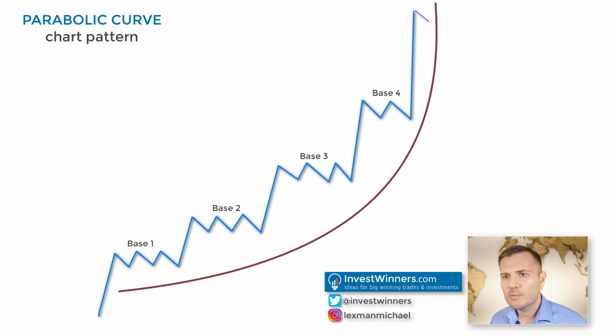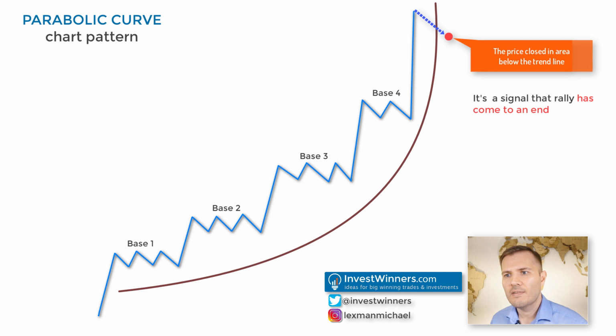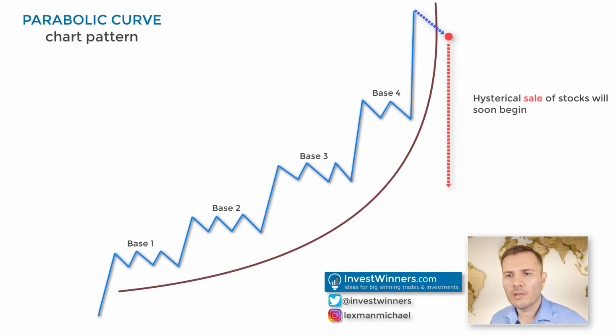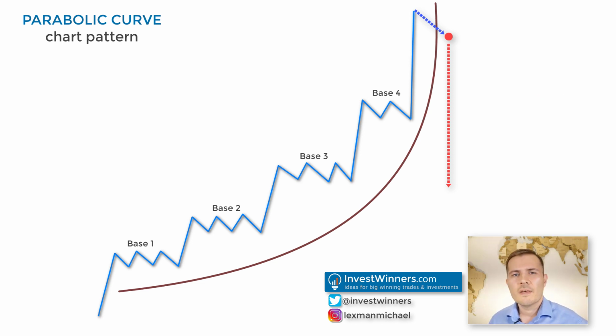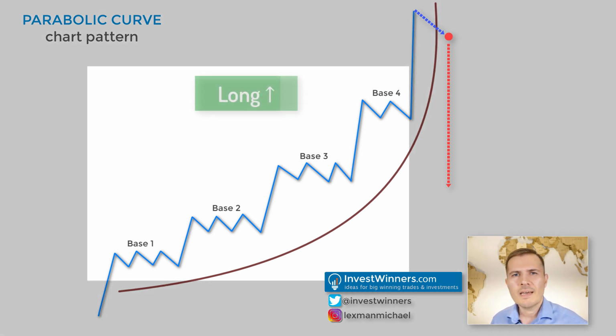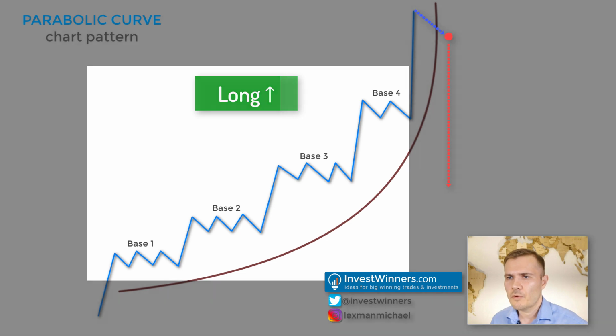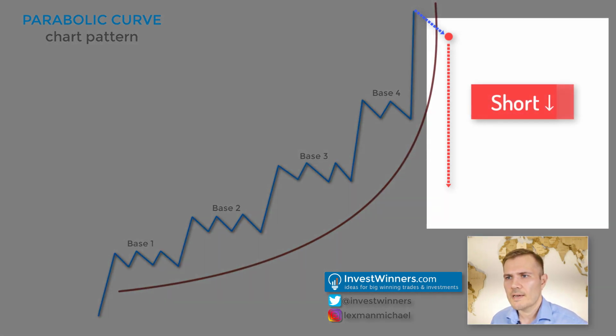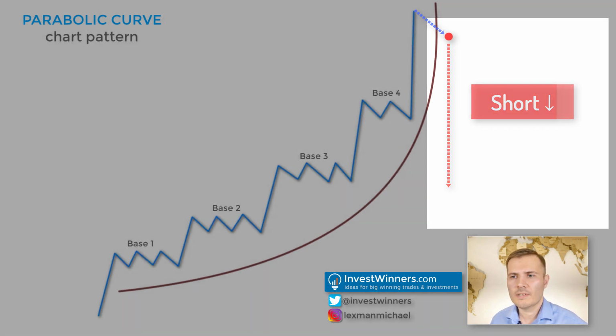When the price closes below the trend line, it's a signal that rally has come to an end and that a hysterical sale of stocks will soon begin. The panic sale leads to an even faster drop in price. You can see for yourself that we have 2 opportunities to trade the parabolic curve pattern. Long at the stage of the parabolic move formation and short after the breakout of the latest trend line when the price closes below this trend line.